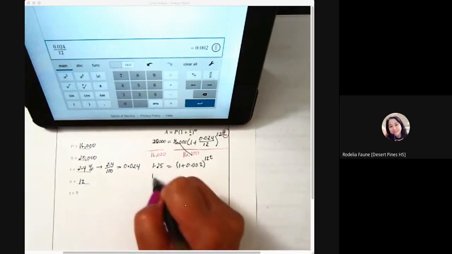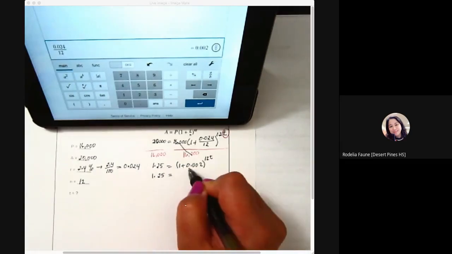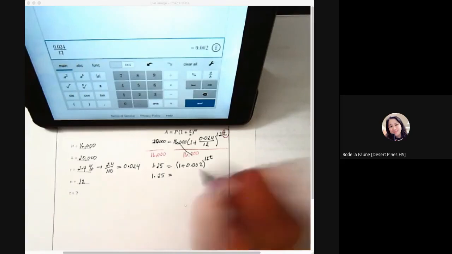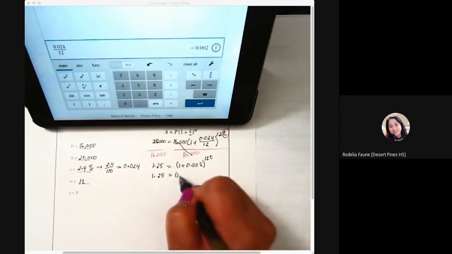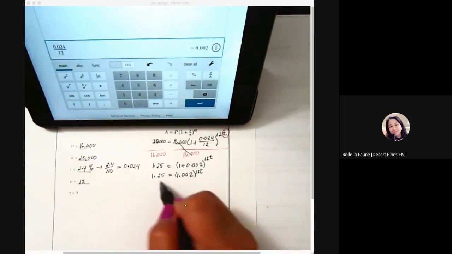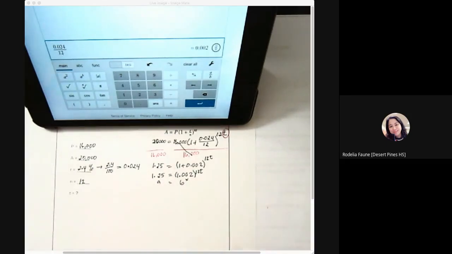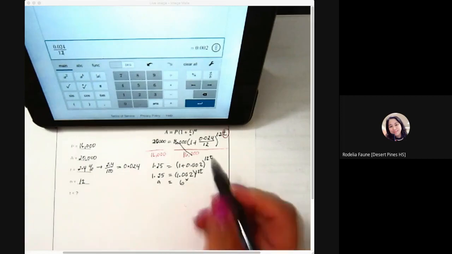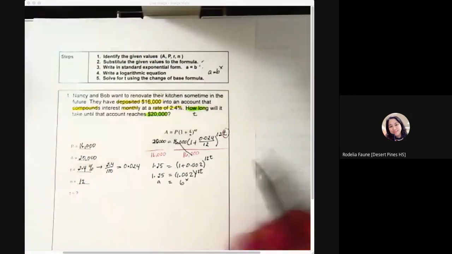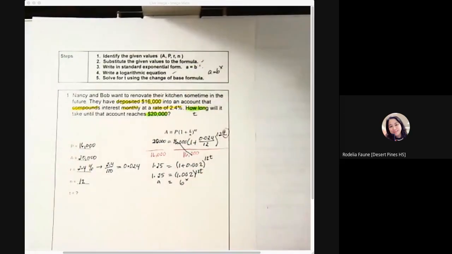So we have 1.25, 1 plus 0.002 is 1.002 raised to 12t. And this is now our A, this is our B, that's the X. We have written it in that format. Next, the next step is write a logarithmic equation.